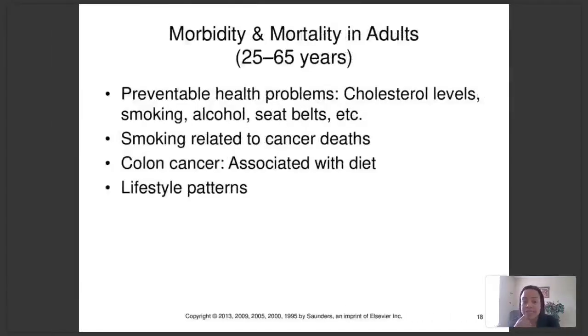Then we're looking at morbidity and mortality in adults, coming past age 25 to 65 years old. Some of the things we're starting to see are preventable health problems starting to kick into gear, things that you have some control of. So the seat belts, and you hear a lot of commercials related to seat belts. Click it or ticket is a common one in my area. Cholesterol levels, smoking, and smoking related to cancer deaths is another one. Colon cancer is often associated with the diet. So what type of dietary changes do we need to make? And then other lifestyle patterns that we could explore further.